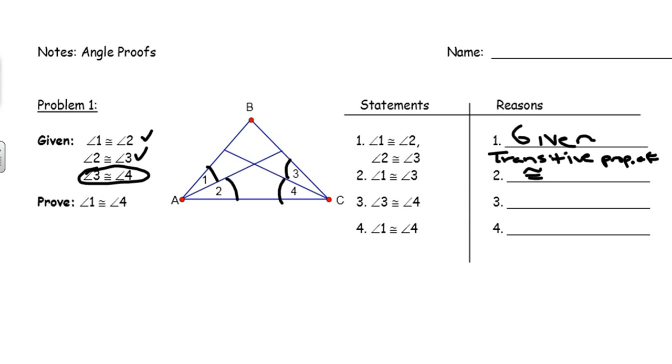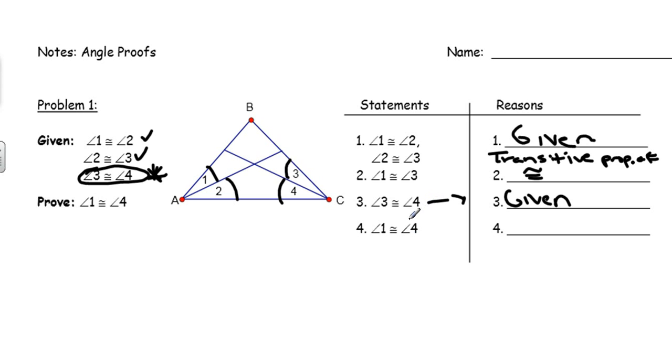Okay, statement number 3 says that angle 3 is congruent to angle 4. I see a bunch of 3's up here, but we haven't really said anything about angle 4. So I'm going to come back over here and see if that was what was missing from our original given. And here it is again. So this one is just given. Then we're told that angle 1 is congruent to angle 4.